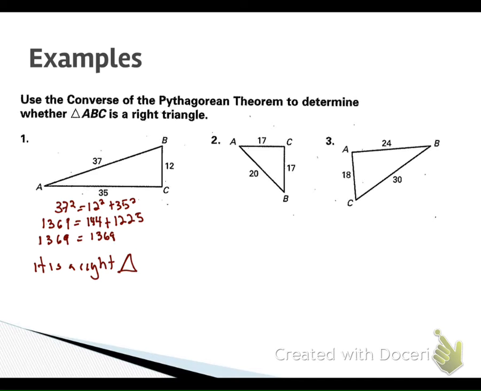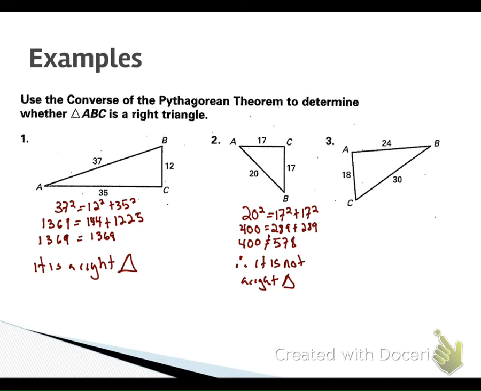Which one is C? I forgot. C is your longest side. So 20. C is 20. So 20 squared equals 17 squared plus 17 squared. Okay, 20 squared is 400. What is 17 squared? It's 289 plus 289. When we add those together, what do we get? 578. You guys agree? Are those equal? No. Therefore, it is not what? Yep.